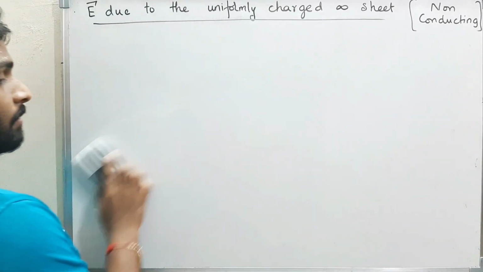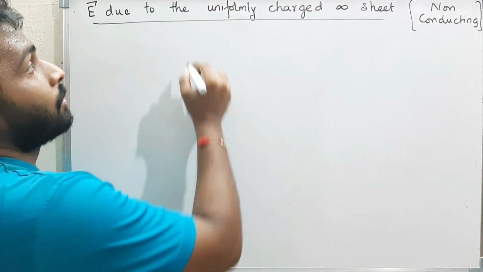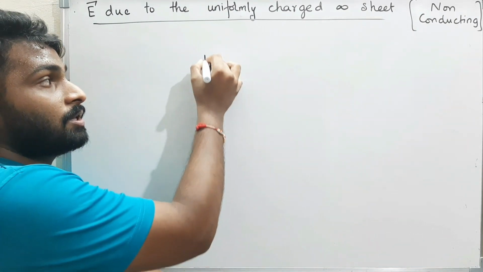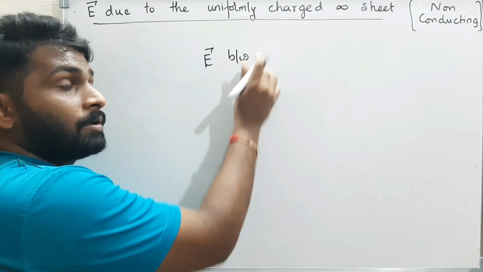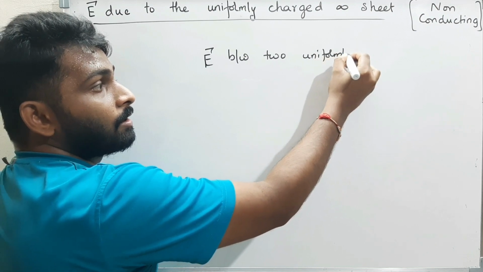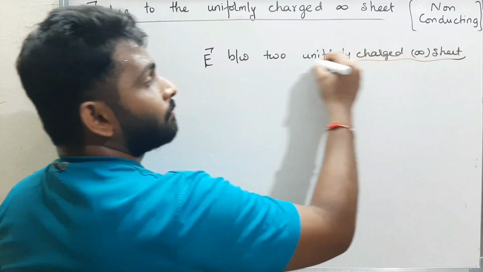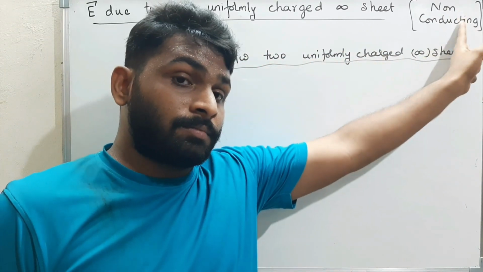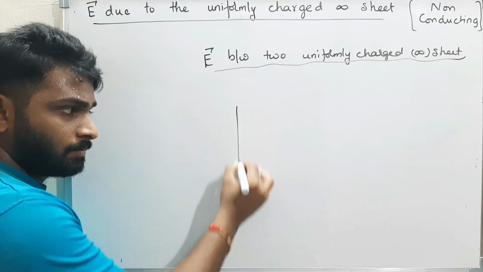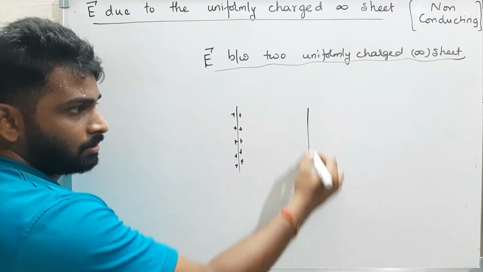Now the electric field at a point between two uniformly charged infinite sheets. Just now we have seen the electric field due to one uniformly charged infinite sheet. But now I am going to see the electric field between two uniformly charged infinite sheets, and they are non-conducting. We are studying only non-conducting now. Now see here, it's very simple. This is one sheet, positively charged, and this is one more sheet, positively charged.